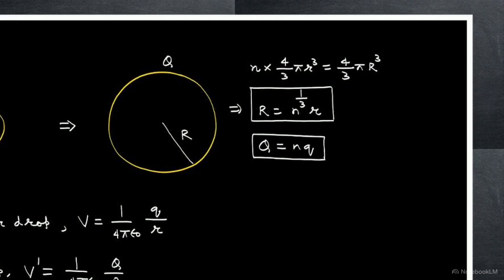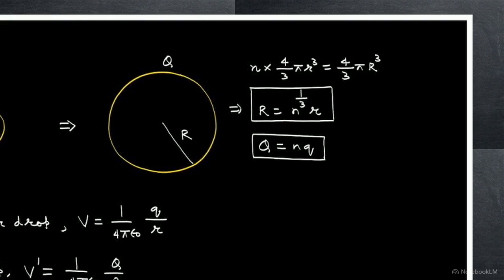We can simplify this equation by canceling out the constant 4/3 pi terms on both sides. To find the new radius, capital R, we take the cube root of both sides. This proves that the radius scales geometrically by n to the 1/3 power.